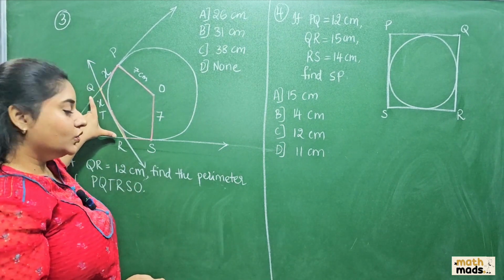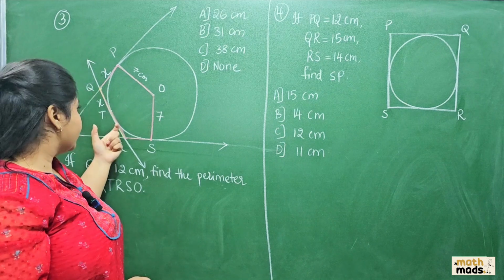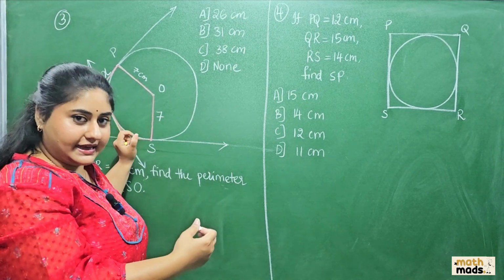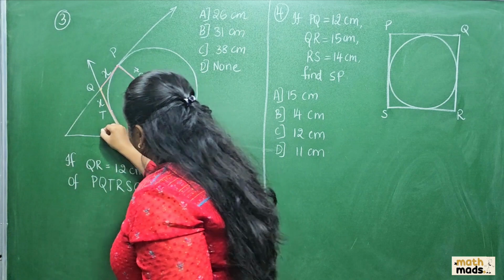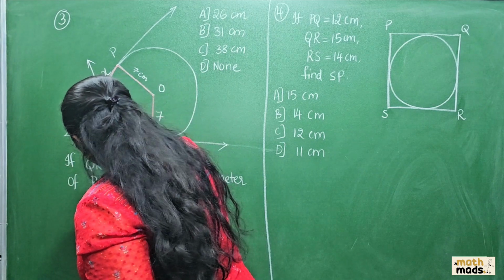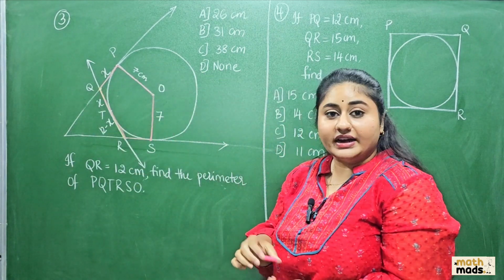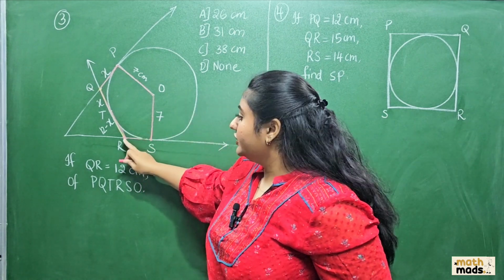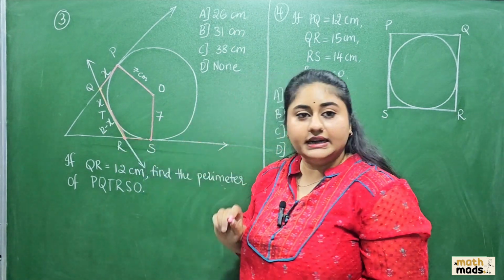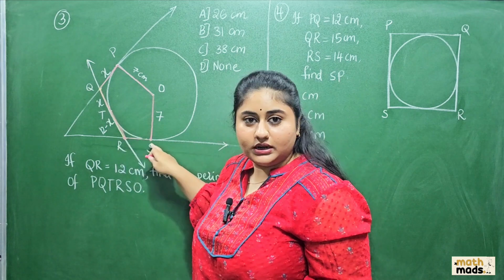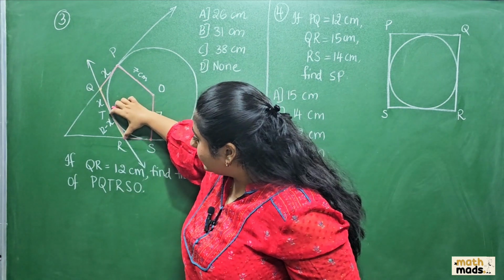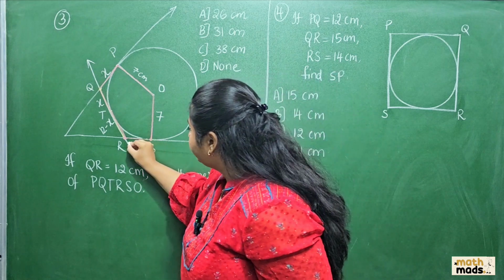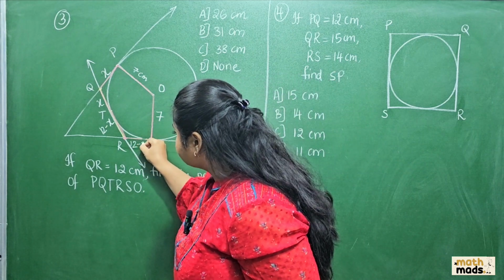Now we know that QR is 12, the total length is 12. If part of it is x, the remaining will be 12 minus x. So TR will be 12 minus x. Now again you can find another external point, that is R. From R, you again have tangents RT and RS. Those will be equal. RT will be equal to RS. So if RT is 12 minus x, what will be the value of RS? That will also be 12 minus x.